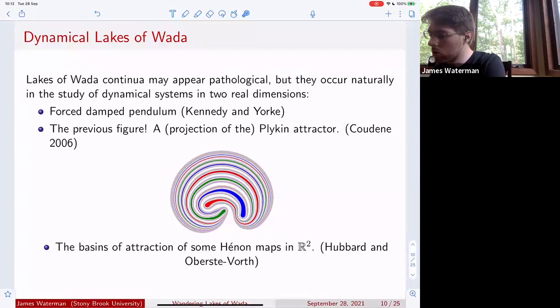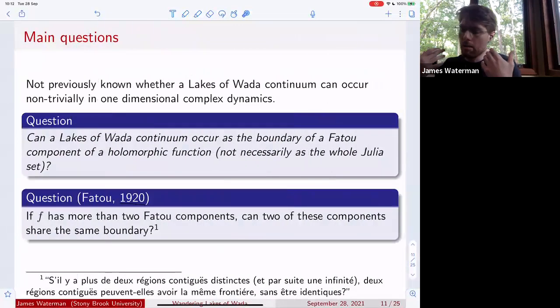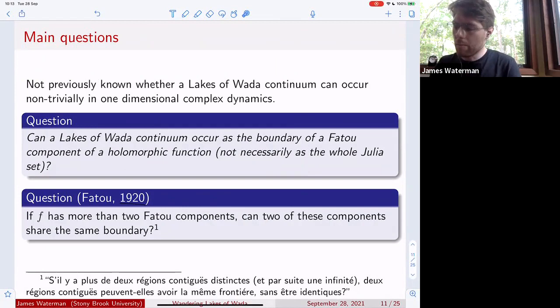Yes. So this brings up a natural question of whether or not Lakes of Wada can actually occur in complex dynamics. Until now, it was not previously known whether these Lakes of Wada continua can actually occur non-trivially in one-dimensional complex dynamics. I say non-trivially because, for instance, if the Julia set is the entire plane, then you can have whatever you want in that.